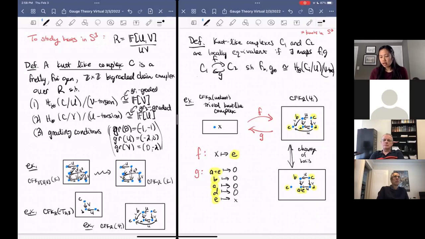So for example, if I take the unknot and the figure eight knot, I have their knot Floer complexes written here. The unknot is just one generator, trivial differential. And here's the figure eight knot. And it turns out they're locally equivalent because you can find these two maps, F and G, between them that induce isomorphisms on F[V], where you take the complex and you mod out by U and you mod out by the V torsion.